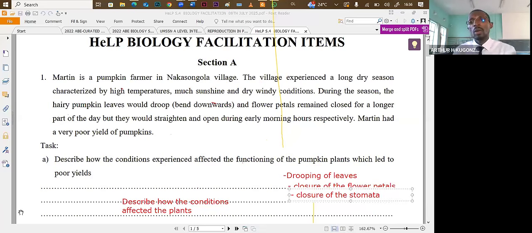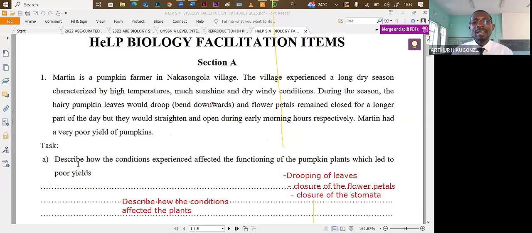Closure of the stomata. Now, again, when I look through this scenario, you cannot find any other response. You cannot find any other way how the conditions affected the working of the plants. So it means that this task A has given us only 3 responses, or 3 points. The first point is drooping of the leaves. The second point is closure of the flower petals. And the third point is closure of the stomata.